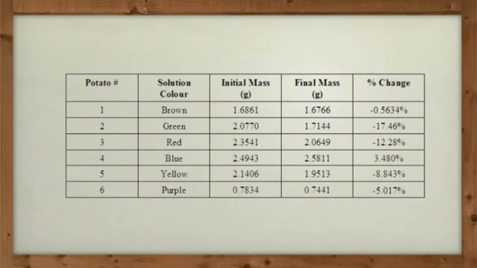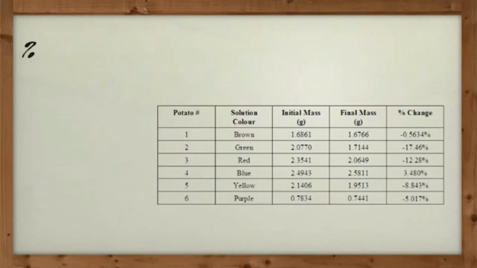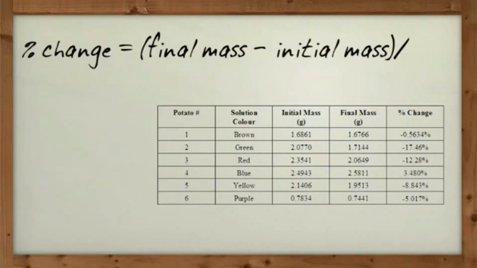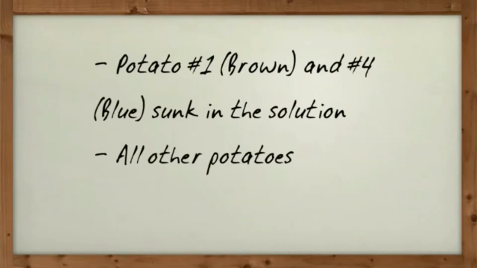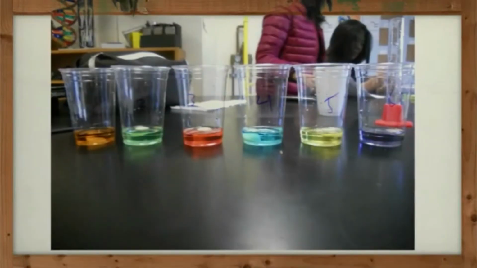This table shows the mass of the potato pieces over the course of the experiment. This table shows the difference between the initial and final masses of each potato disc, as well as the percent change, which is given by the formula final mass minus initial mass over initial mass. We also observed that potato number 1, which is brown, and potato number 4, which is blue, sunk in the solution, while all the other potatoes floated.